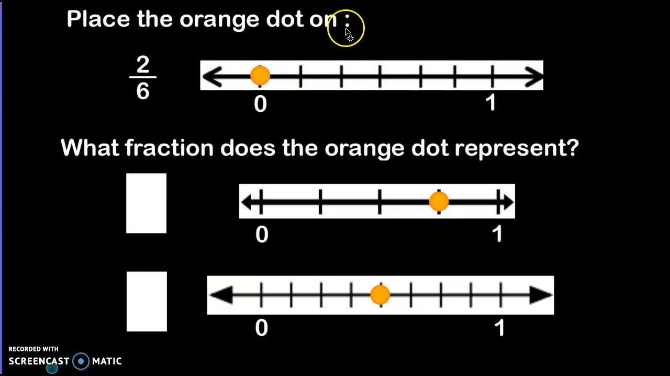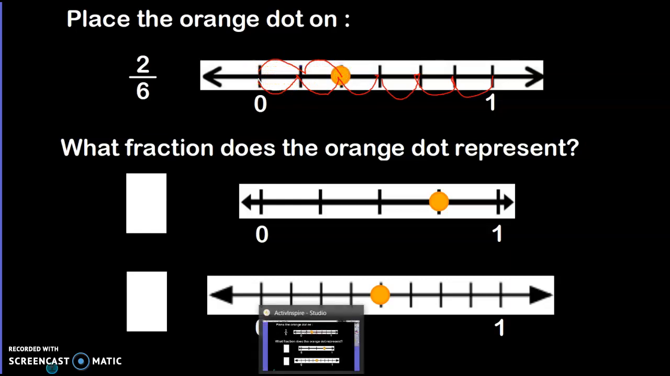Place the orange dot on 2/6. On this number line, there are 6 equal parts. From 0, we're going to count 1, 2, 3, 4, 5, 6. And in order to put it on 2/6, we need to count 2 parts on top. 1, 2. And that is where 2/6 should be.